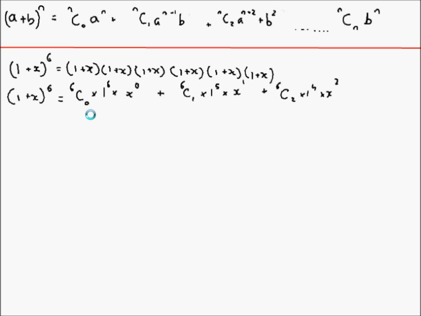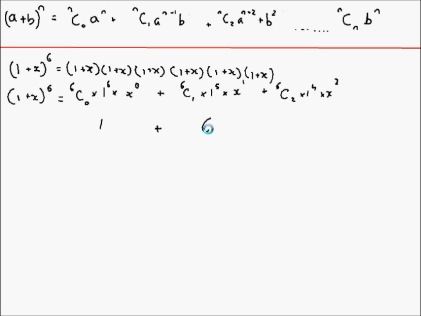Now to clean this up, nC0 is always 1, so that's 1 times 1 to the power of 6, which is 1, times x to the power of 0, which is 1. So that's 1, plus 6C1. Well, nC1 is always n, just a tip there, so 6C1 is 6. Then you'd have 6 times 1 to the power of 5 times x to the power of 1.